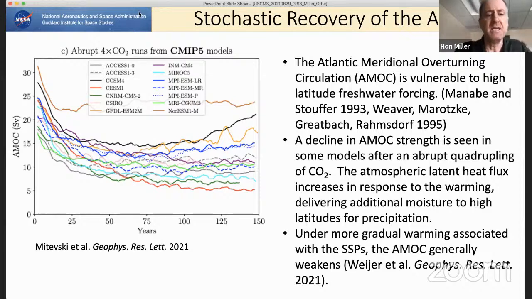And you can see that in most of the models, there's a marked reduction, if not a nearly complete collapse, of the AMOC strength with time in response to the warming. One interpretation for this is that you have more water vapor in the atmosphere. There is a greater latent heat flux to high latitudes, and this results in greater high latitude precipitation, which freshens the North Atlantic. I want to mention that in more gradual warming scenarios associated with the SSPs, the AMOC also generally weakens, and there are a couple of papers that show this.